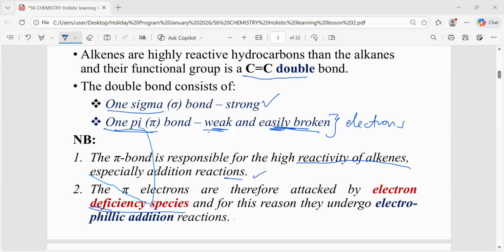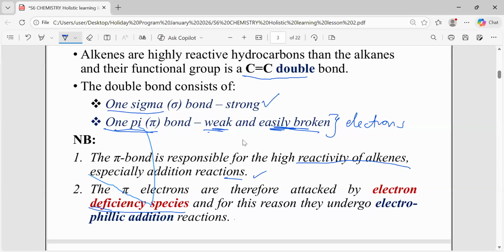I would like you to explain more about the pi electrons and being attacked by electron deficient species. That part I've not understood very well. Okay. So you'd like to know more about pi electrons. Yeah. Okay, you keep on mic.